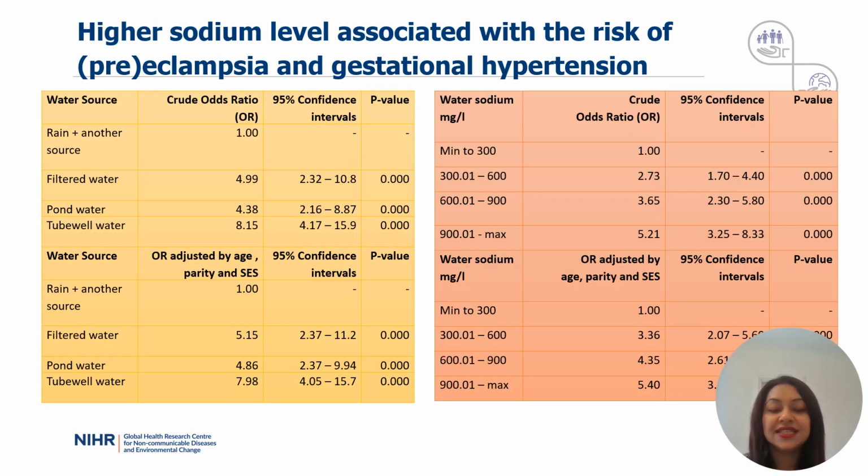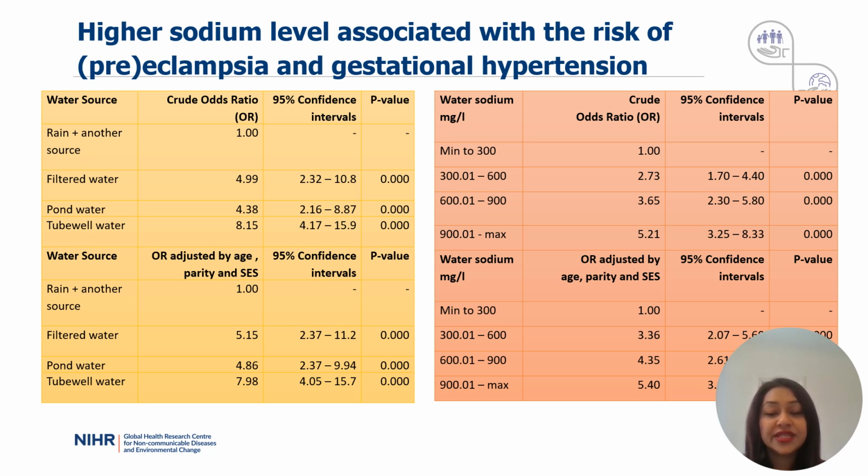We then calculated the risk estimates for preeclampsia and gestational hypertension. Now, when we analyzed the data from DACO, we considered factors that are independently associated with hypertension, like age, socioeconomic status, physical activity, diet, and previous medical conditions, among others. After adjusting for those factors, we found that compared to rainwater users, the adjusted risks of preeclampsia and gestational hypertension were significantly higher for women who used pond water and tube well water as their drinking water sources.